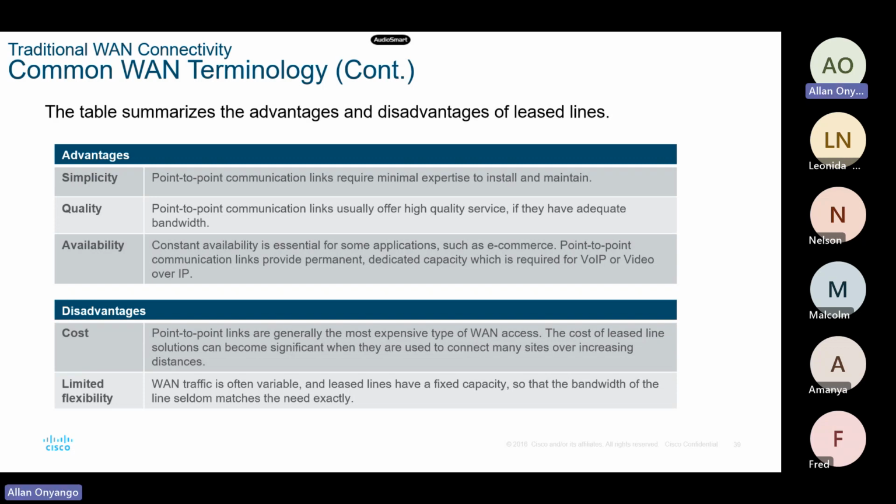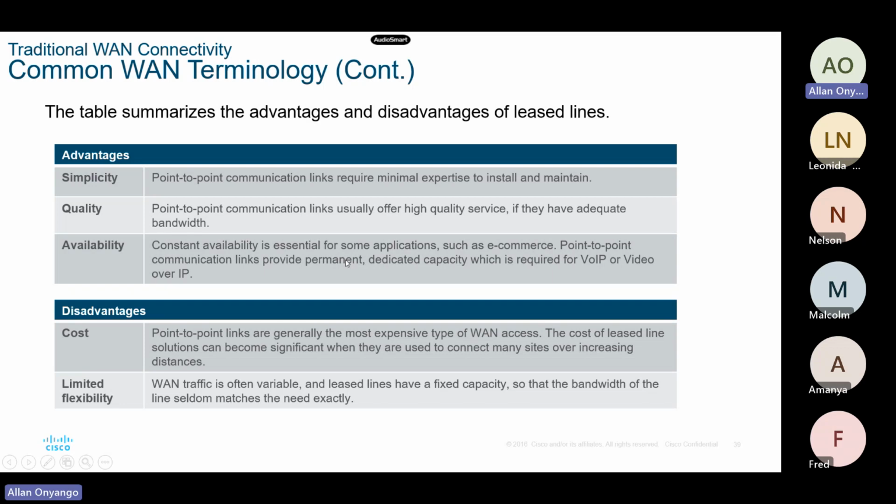So there was a lot of simplicity with the leased lines because the link required very minimal installation and maintenance. Then it was quality: the bandwidth was stable and high quality. Then it was always available. It had very little interference. It was a permanent link with dedicated capacity, which was required for voice over IP and even video over IP communications.